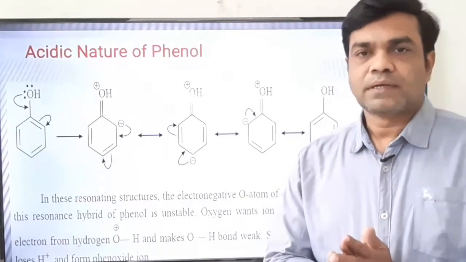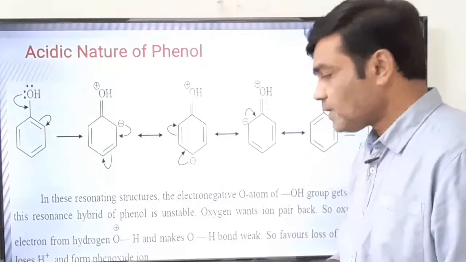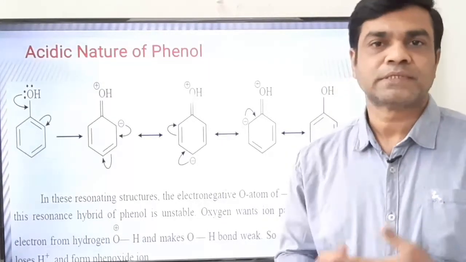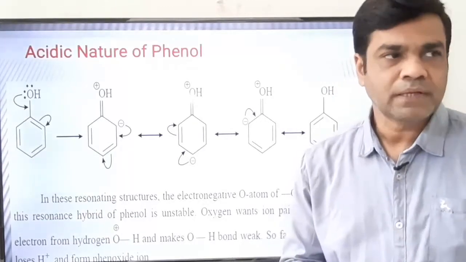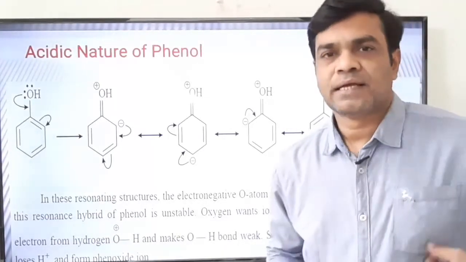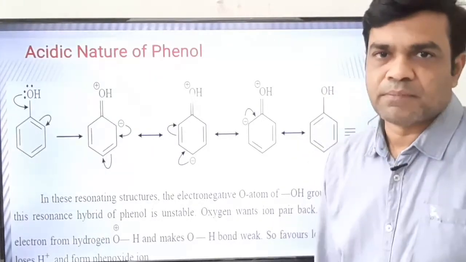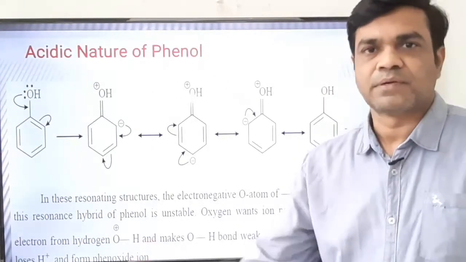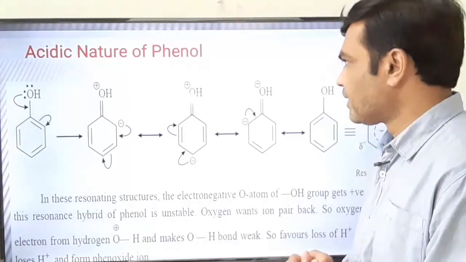The first method is from chlorobenzene, preparation from chlorobenzene. There are two methods, Raschig process and Dow process. Then the second method is from cumene, that is isopropyl benzene, and the third method is the Sandmeyer reaction, that is from benzene diazonium chloride salt. First aniline is converted to benzene diazonium chloride salt, and then that is converted to phenol.